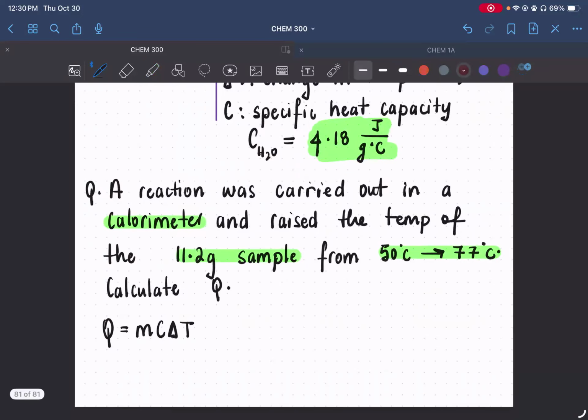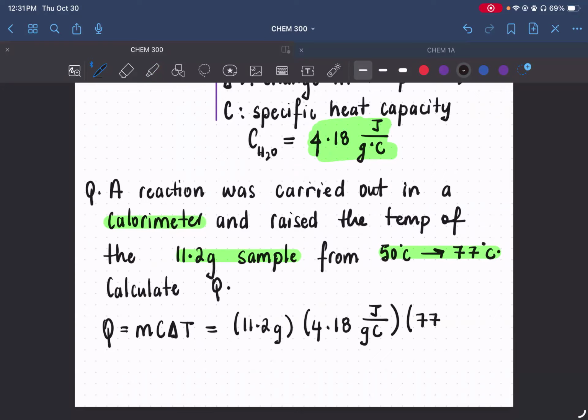So now I just need to plug this all in. The mass is 11.2 grams. The specific heat is 4.18 joules over grams Celsius. And then the temperature change is the difference between the two temperatures, aka 77 minus 50. Where, of course, this is the final temperature minus the initial temperature.